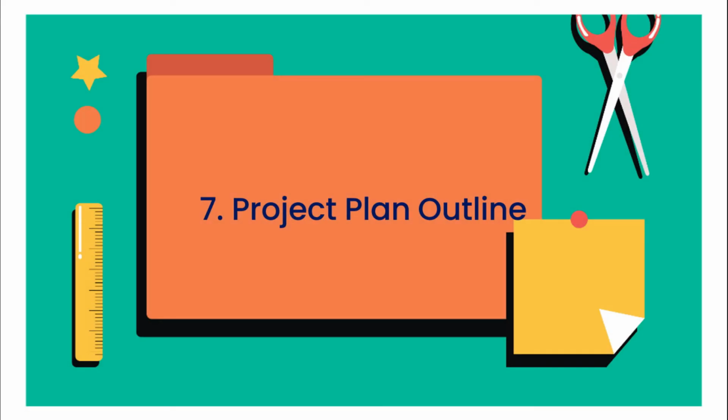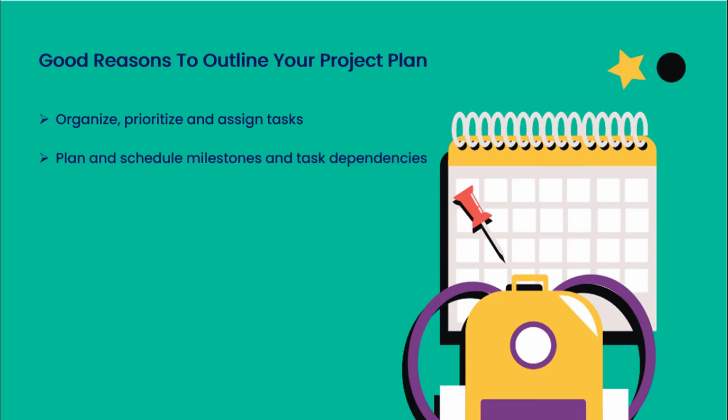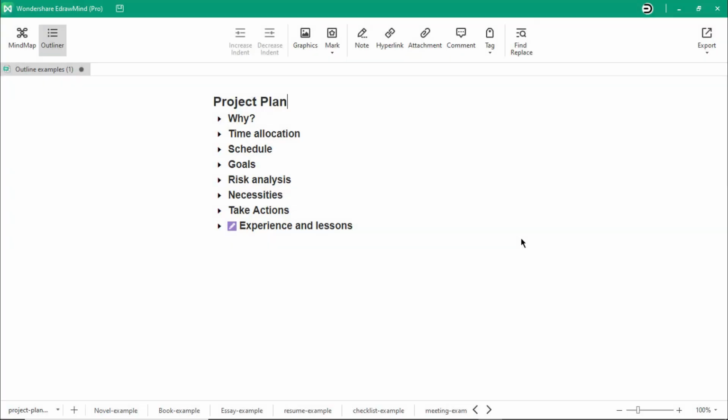Now let's look at a project plan outline. We'll look at some good reasons to outline your project plan. Organize, prioritize, and assign tasks. Plan and schedule milestones and task dependencies. Monitor progress, costs, and resources, collaborate with your team, share project plans with your team and stakeholders, and generate reports on plans. Now let's see an example of a project plan outline.